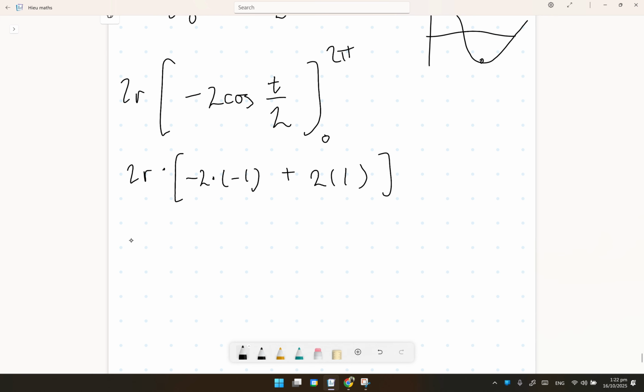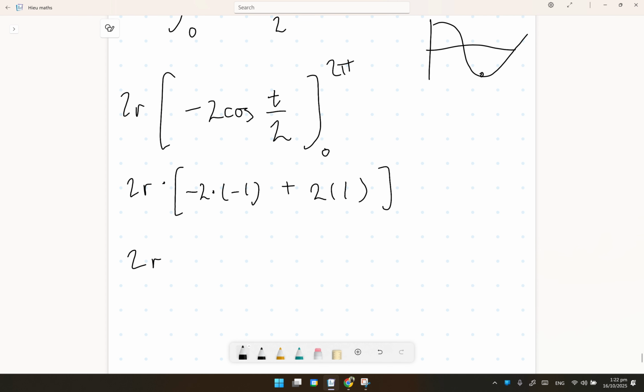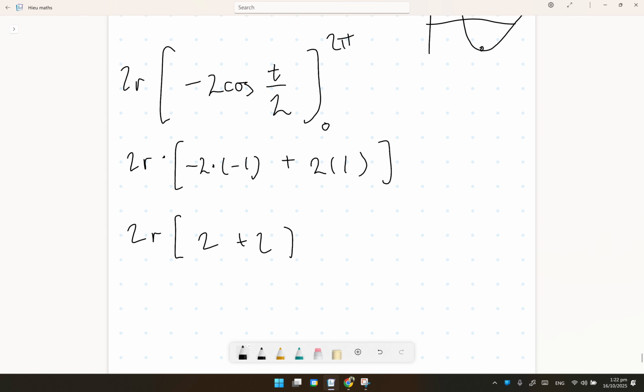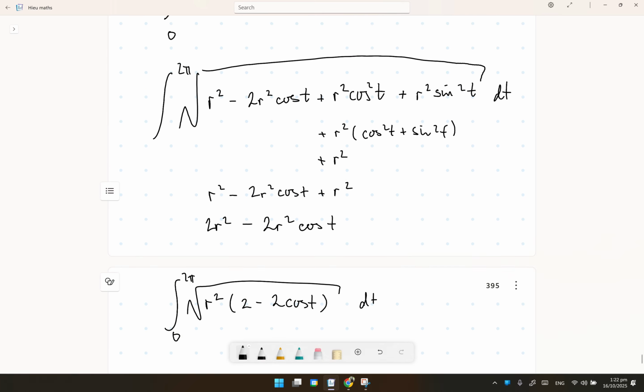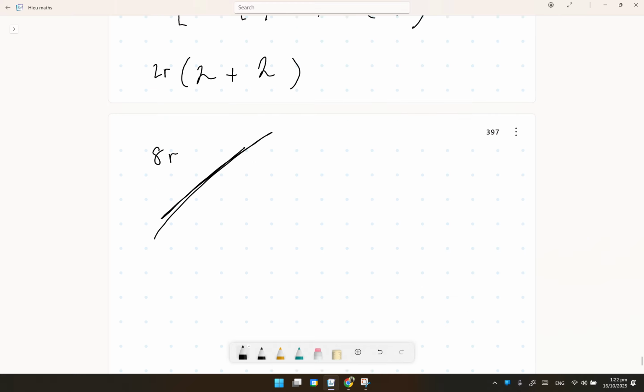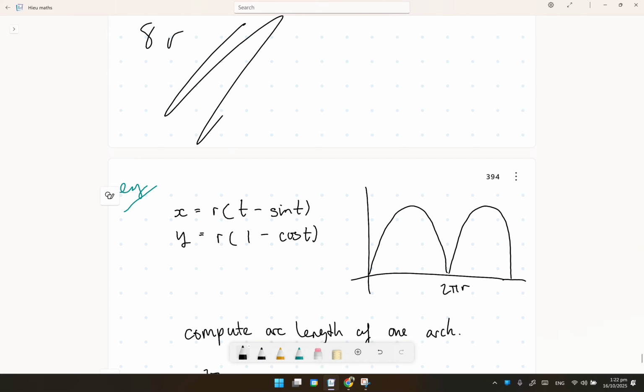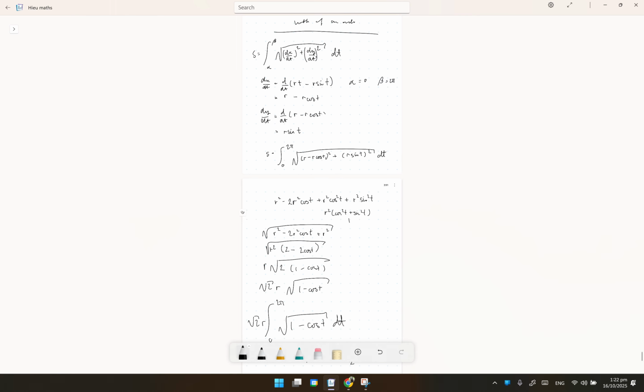What we have is this. So we end up with 2r, and we have 2 plus 2, that's 4. So then we end up with 8r. There we go. Let's just check this answer really quick. I did this in class, 8r. There we go. So there you go, we found the length of one of the arches in this.